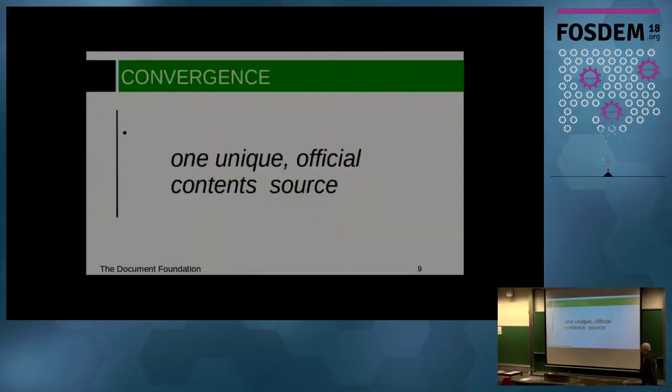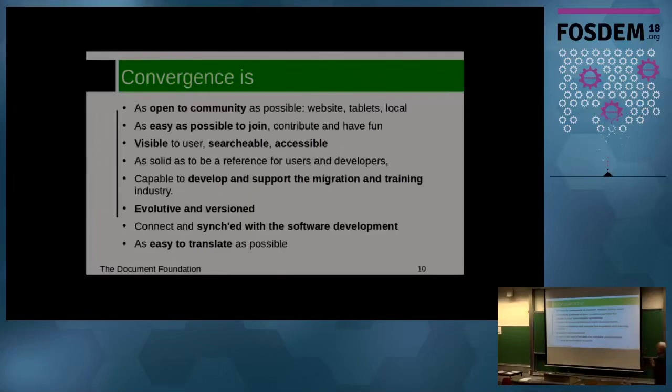So, in a sense, it's one unique and official content source. Why is it official? Because it is important that we be the source for many other kinds of industries, like the training industry and the publishing industry, and get a unique and official source of information on LibreOffice. Okay? So the convergence is basically an open community, as open to the community as possible. So it has to be easy to join, not only to contribute, but also to access: websites, tablets, local desktops. Easy to join in terms of contribution, so not to have a steep entry barrier for the collaboration.